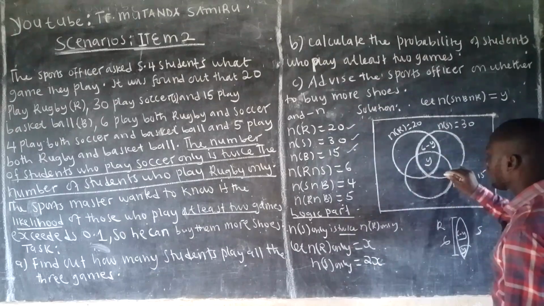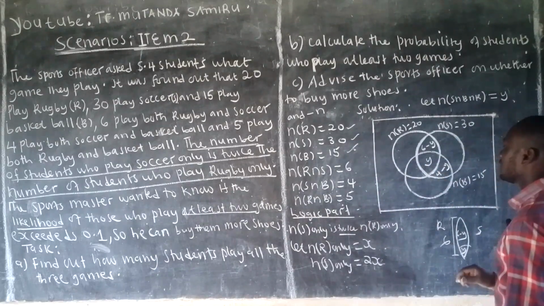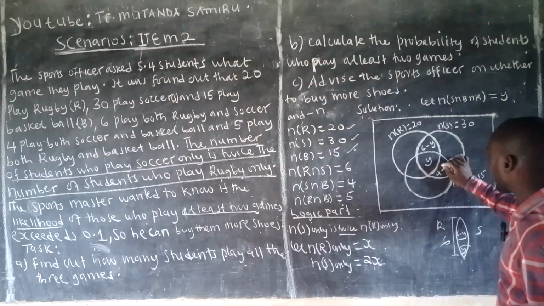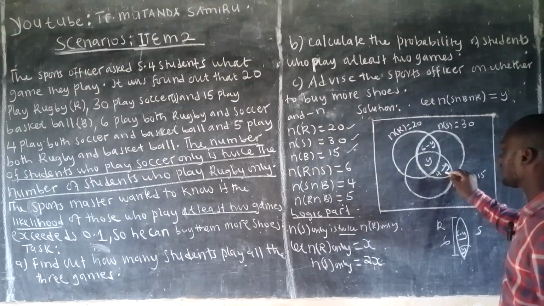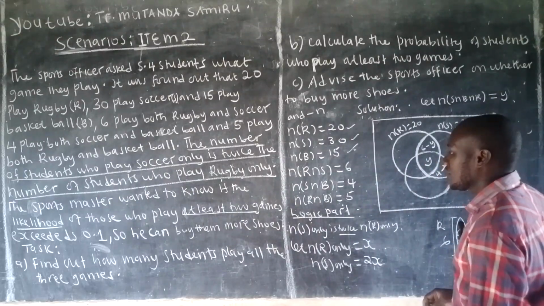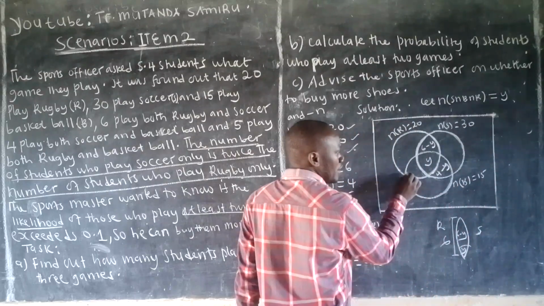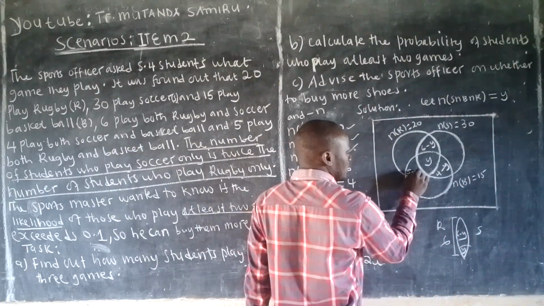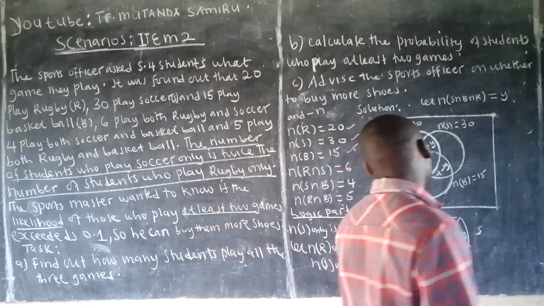S intersection B is 4. So that will be 4 minus the intersection, which is y. Because even that 4 would take up this whole area here. But part of the area has been taken by y, so the remainder will be 4 minus y. Lastly, the number in R intersection B is 5. So in this part, you shall have 5 minus y. Like that.